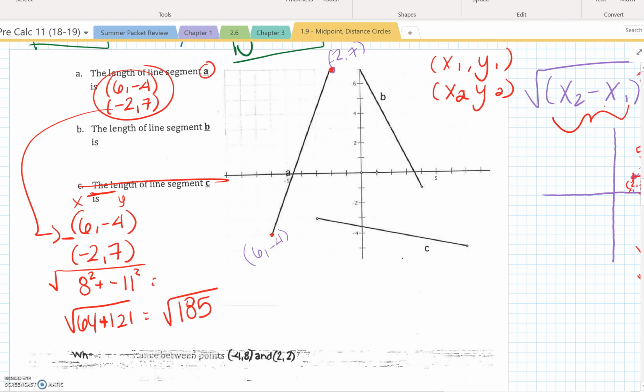And remember, the way we're going to solve these is if we can take out a perfect square, we're going to go ahead and simplify the radical. We're not going to get a decimal. I don't think we're going to be able to get any perfect squares that go into 185, so we're just going to keep it as root 185.